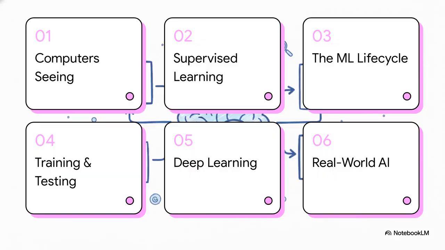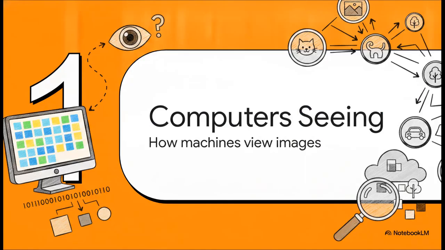Here is our quick roadmap for today. We'll start with teaching computers to see, then cover supervised learning and labels, map out the entire machine learning lifecycle, dive into training, testing, and validation, and finally, we'll level up to deep learning for images and look at some massive real-world AI applications. Okay, part one, teaching computers to see.